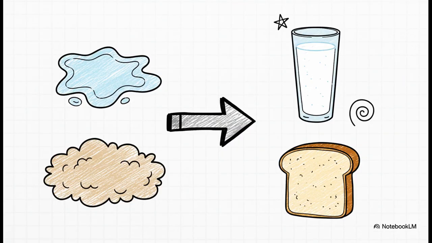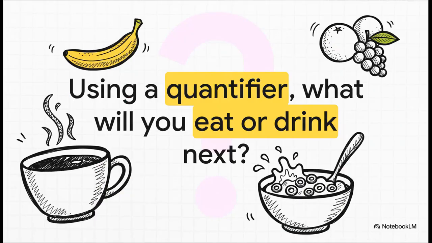So, at the end of the day, what's the big takeaway here? Quantifiers aren't just about boring grammar rules. They're storytelling tools. They take these fuzzy ideas like water or bread, and they make them real. They give them shape, a size, and a place in our world so we can share our stories. And now, I have a little homework for you. Using a quantifier, what's the very next thing you're going to eat or drink? Will it be a cup of coffee, a slice of pizza, maybe a bowl of cereal? Now you know exactly how to say it.